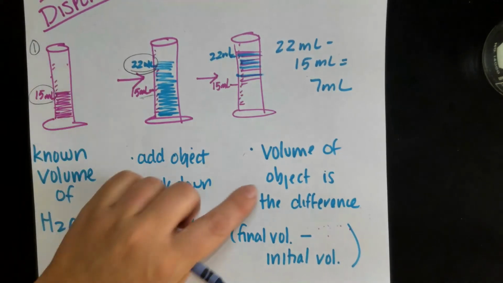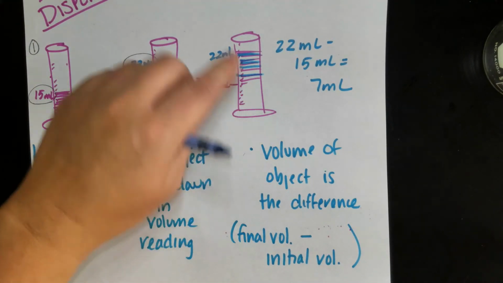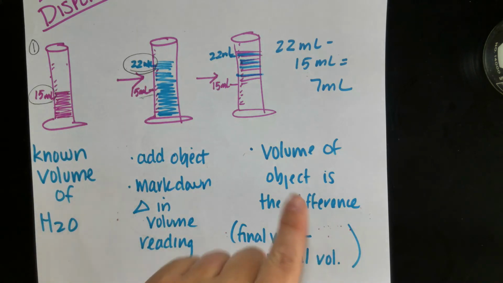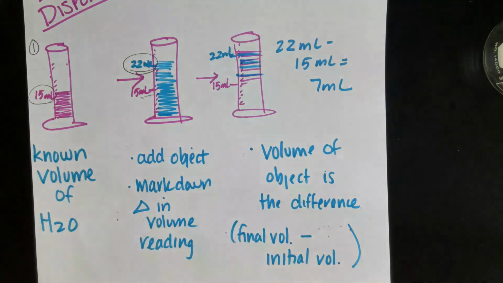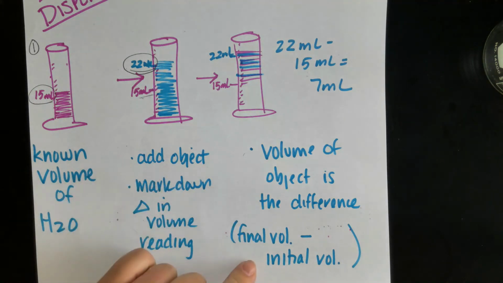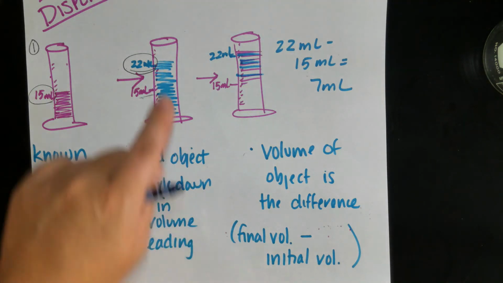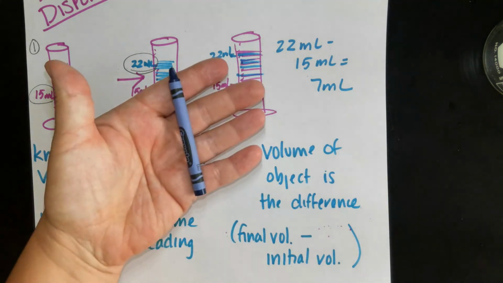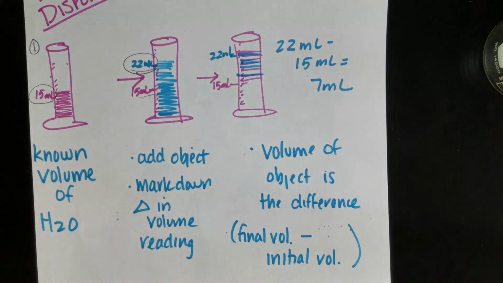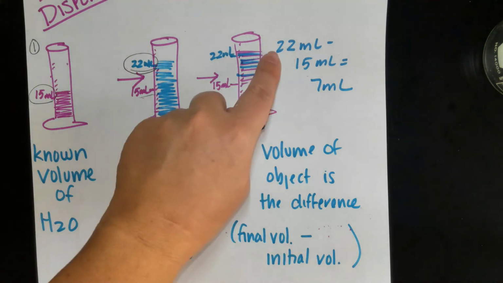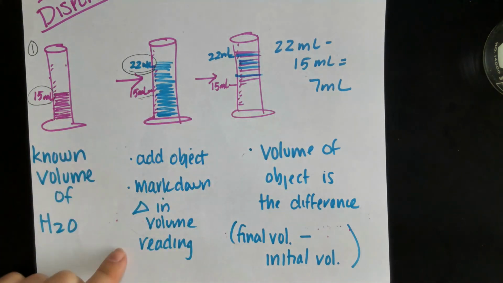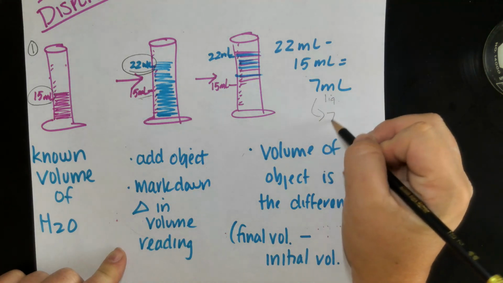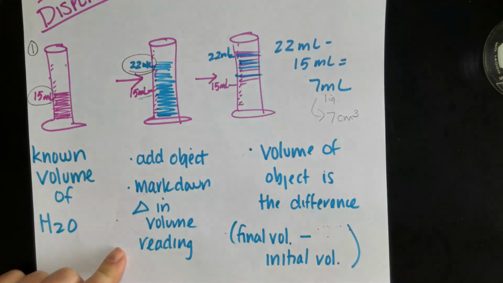Okay, well, what does that tell me? Well, the difference between the two of those values, 22 milliliters and 15 milliliters, gives me the volume of this crayon or whatever object I've put in there, okay? The volume of the object is the difference. So I would want to say my final volume minus my initial volume gives me the volume of whatever object I have put into that graduated cylinder, okay? So 22 minus 15 gives me 7 mLs, and we know that this is liquid, so I could say, hey, this is also equal to 7 centimeters cubed.